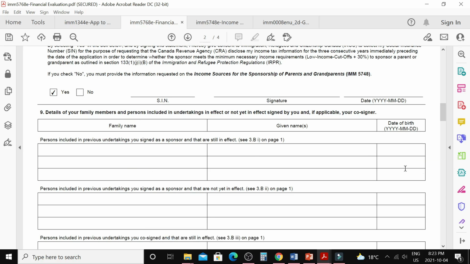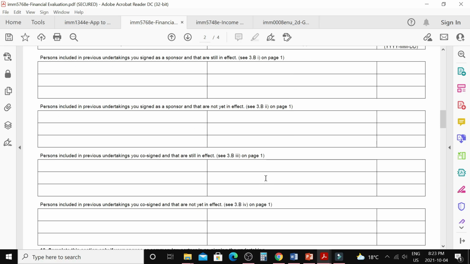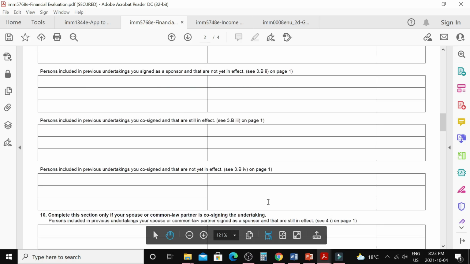Family name, given name, date of birth. If you sponsored someone and the application is still in process, the decision has not been made yet, you can provide that information here. If you co-signed someone, you can provide that information here. If you co-signed someone whose application has no decision yet, you provide that information in this box here.